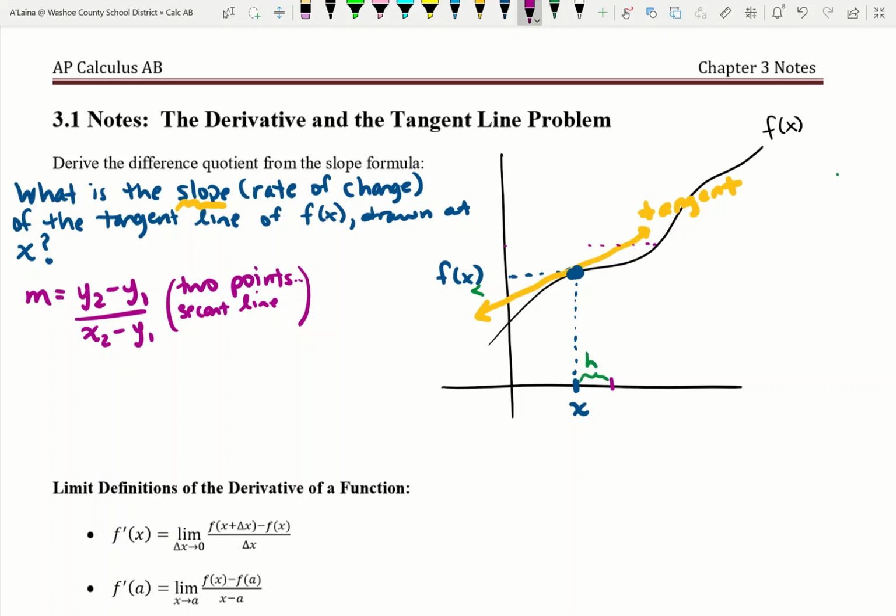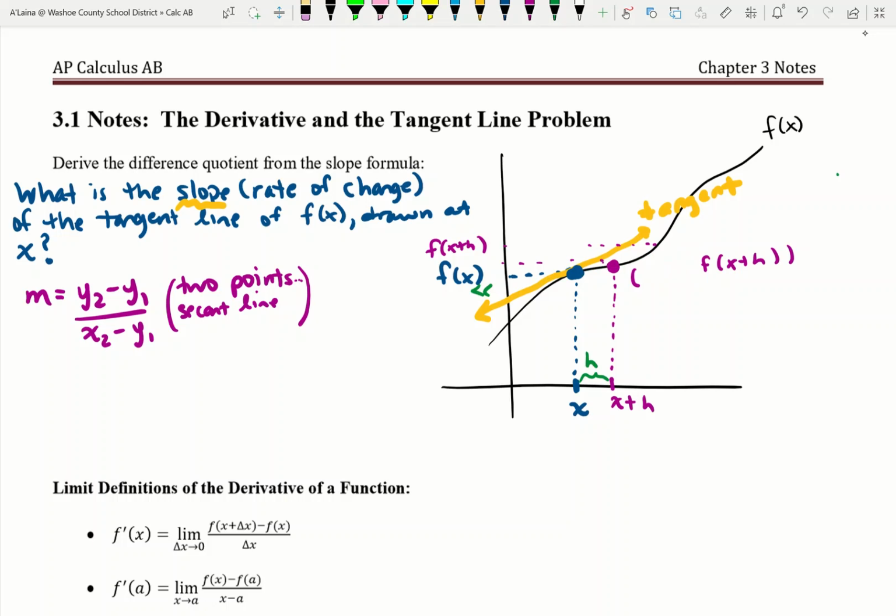My input I could still describe as x plus h. It's going to lead me to some point right here. And my output I could still describe as f of x plus h. This ordered pair would be x plus h, comma, f of x plus h. And I could still draw a secant line here, but the secant line slope is going to start to get closer to the slope of the tangent line.